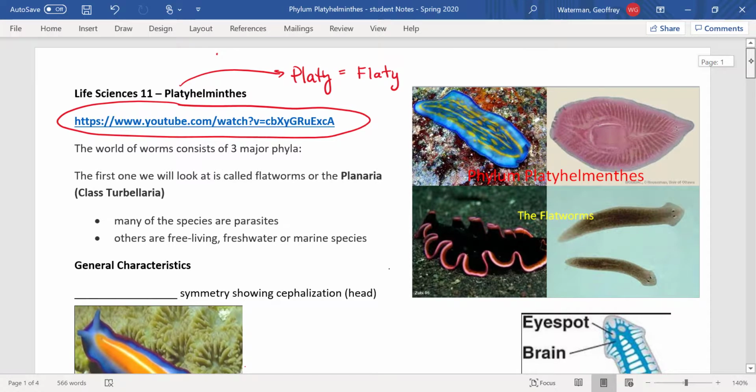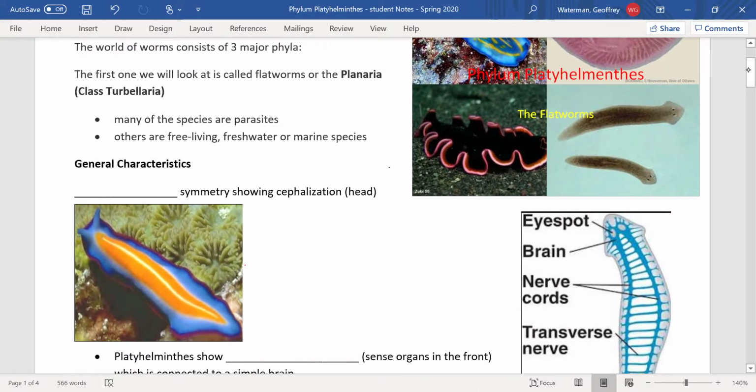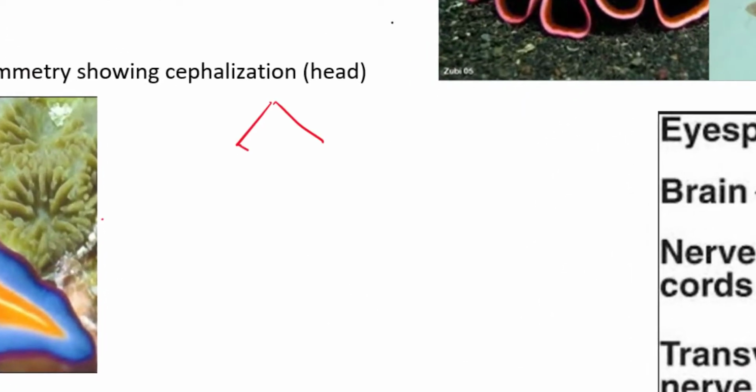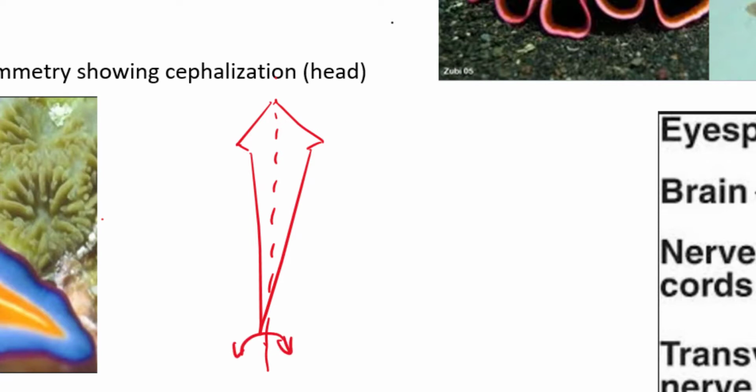Some general characteristics that we're going to see here are bilateral symmetry. This also shows the word we learned last lesson, cephalization, meaning that they have a bundle of nerves at one end. If we draw a little Platyhelminthes here, we just drew a little head and a tail, and bilateral symmetry is if we can cut it in half and one side is the same as the other side. We humans, and a lot of things like cats, all have bilateral symmetry as well.